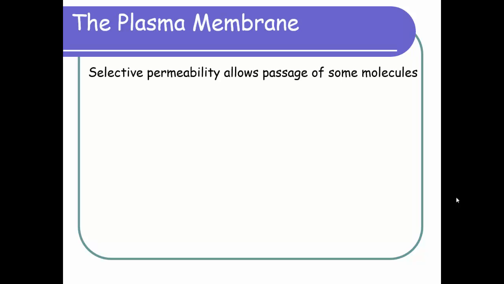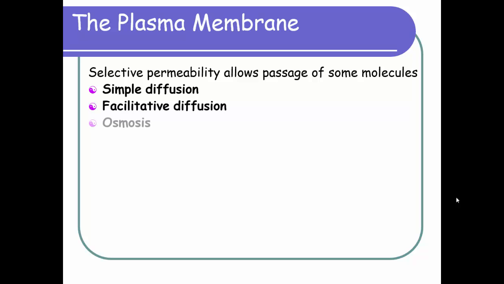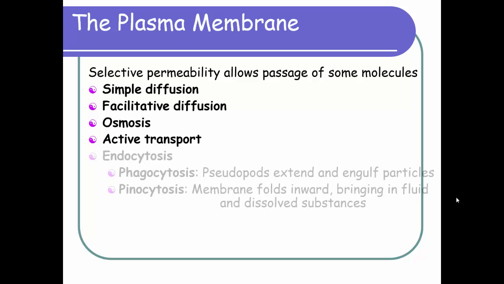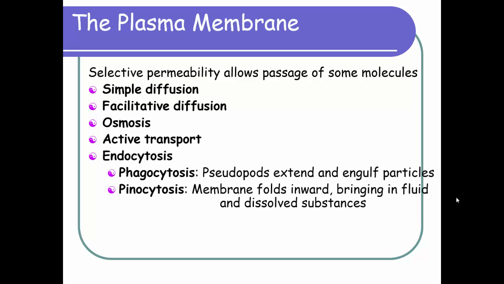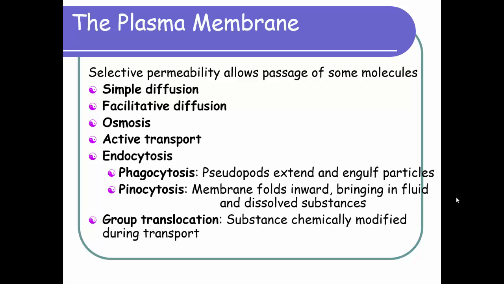Selective permeability allows passage of some molecules while excluding others. Most of these should be reviewed: simple diffusion, facilitated diffusion, osmosis, active transport, endocytosis, be it phagocytosis, which is engulfing particles, or pinocytosis, which is engulfing fluid. The one you're probably not as familiar with is group translocation, where the substance being transported is also being chemically modified at the same time.